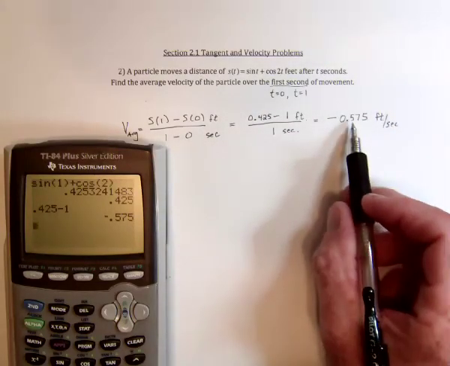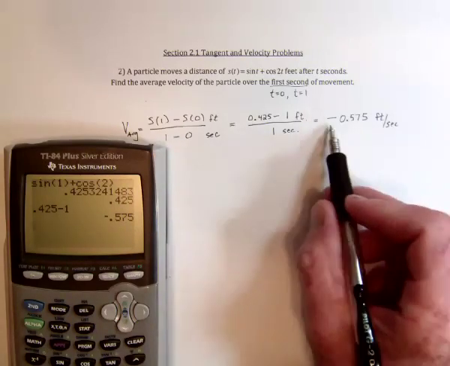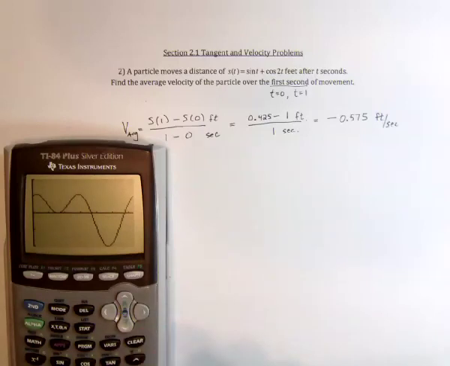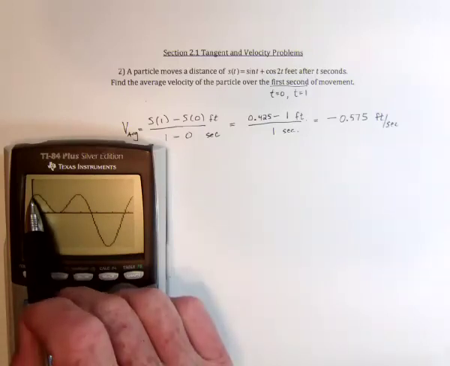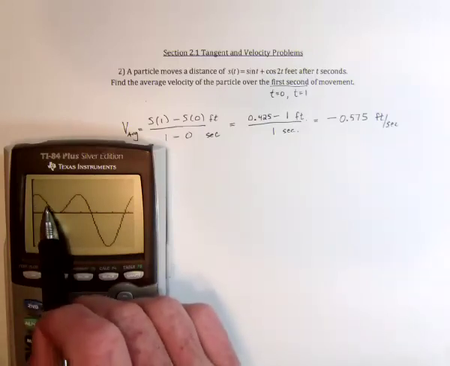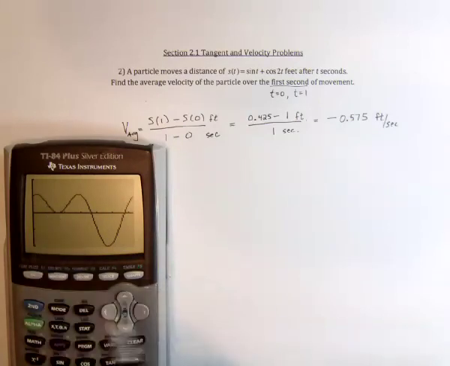So it's traveling about a little more than half a foot every second, but the negative says that it's going down. And sure enough, as it goes from here, the beginning, to when time equals 1 right here, then that would be going down.